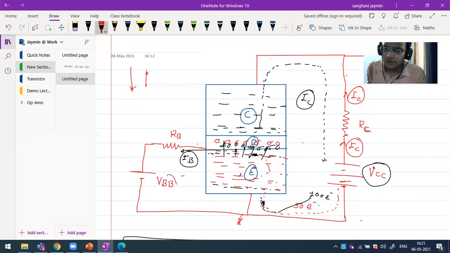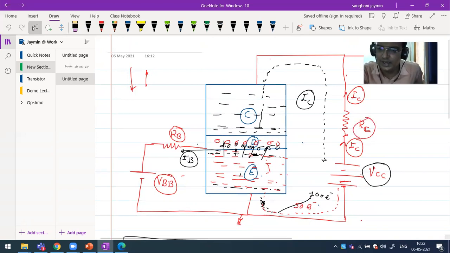See this, due to the common emitter, here the notation is VBB. Here the notation is RB, here VCC, and here RC. Due to the emitter being common, here it is known as the input side and here it is known as the output side.